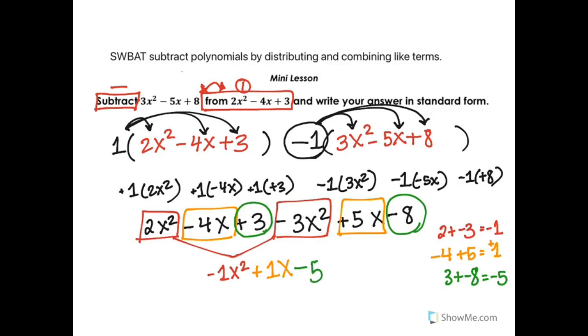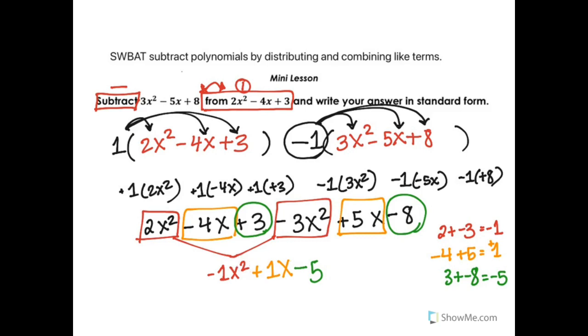Now these three terms, first I'm checking, are they in standard form? And I know that they are because I begin with the exponent of 2. Then I go to the exponent of 1. And then last but not least, I have negative 5 at the end without any variables.